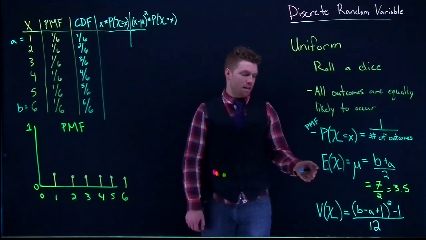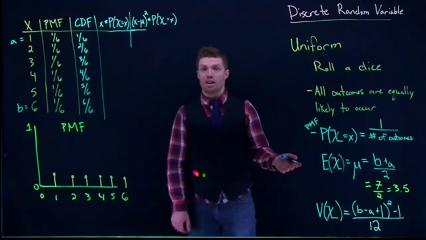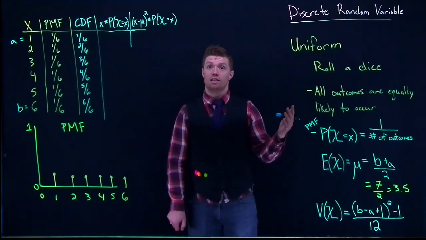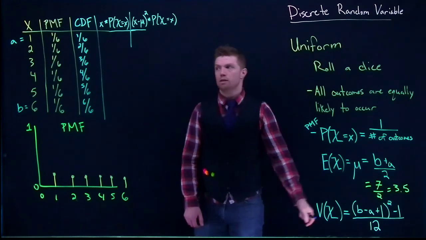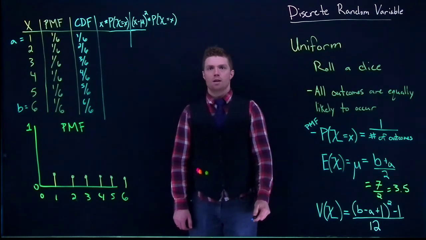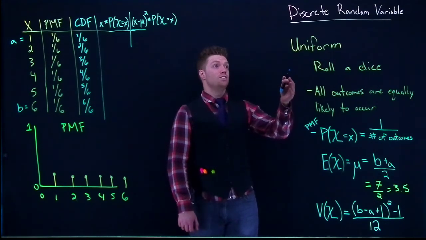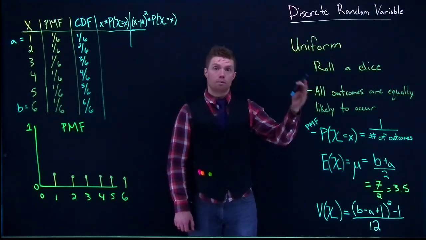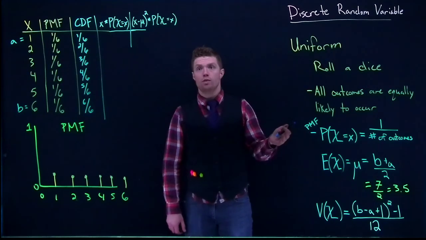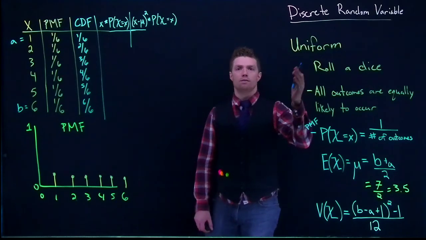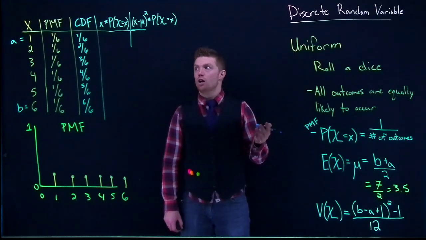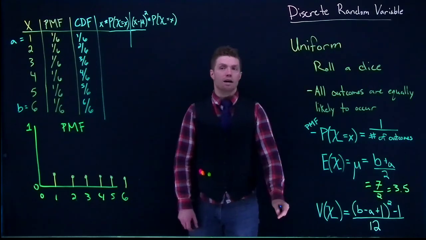At the end, if we want the standard deviation, the only thing we have to do, just like the other ones, is take the square root of the variance. So this is kind of handy. We get to see how, if we know that a discrete random variable is in fact uniform, we get some additional knowledge and we get to take a couple of shortcuts.